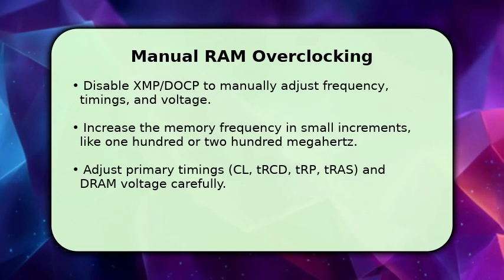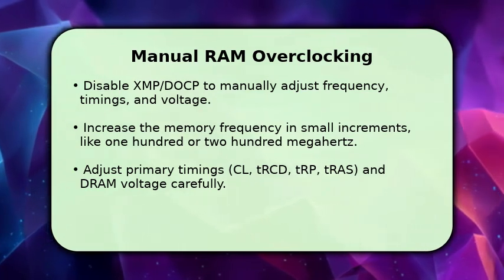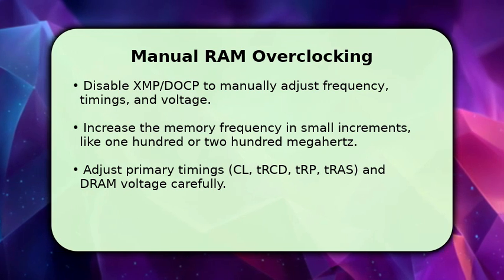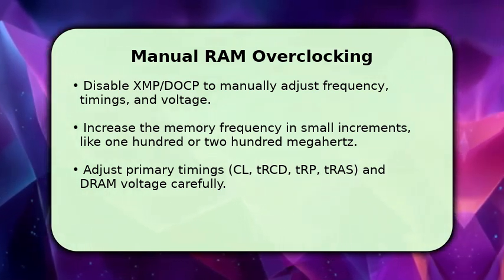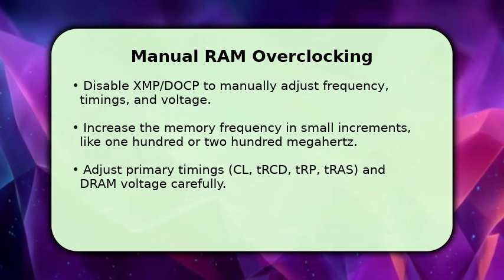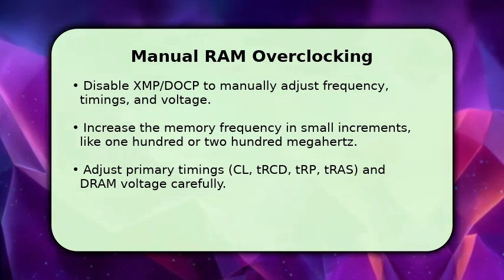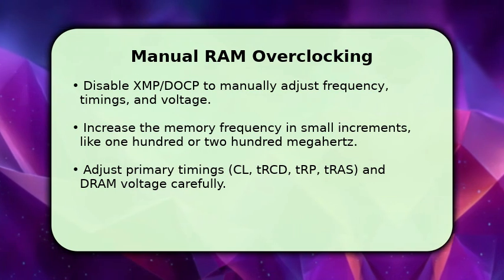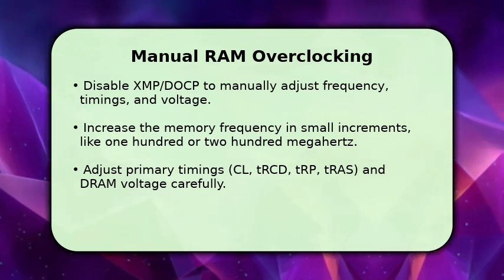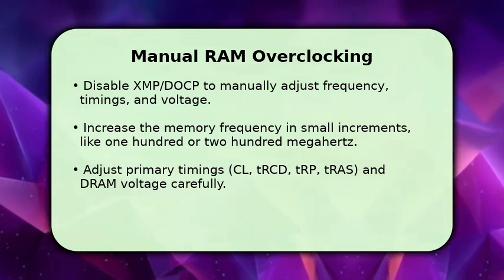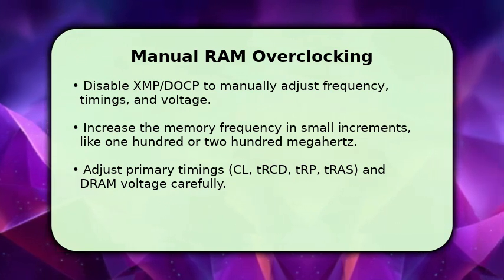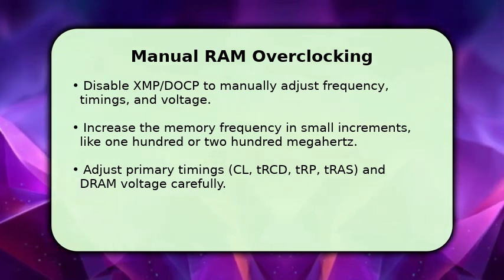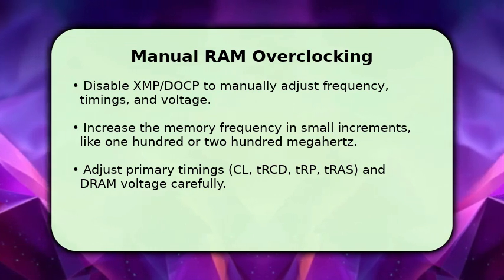For more control, you can manually overclock your RAM. First, disable XMP or DOCP. Then, you can adjust the memory frequency in small increments, perhaps by 100 or 200 MHz at a time. You'll also need to fine-tune primary timings, such as CAS latency, and carefully increase the DRAM voltage, typically by 0.05 volts, to ensure stability. This method requires patience and attention to detail.